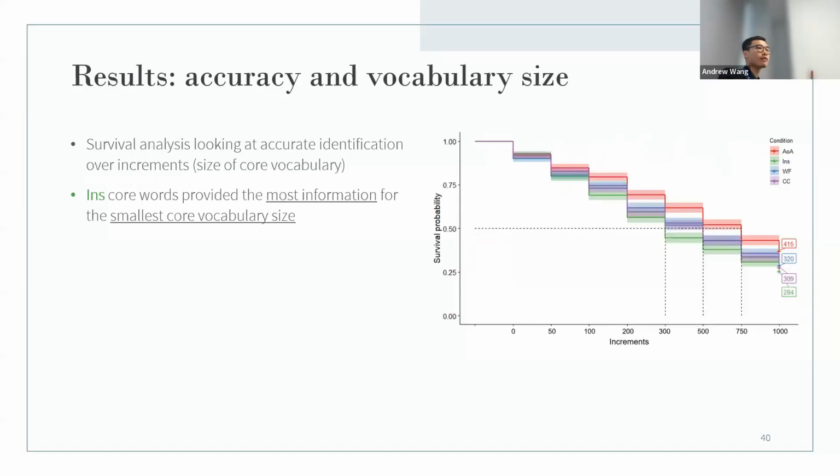But then overall accuracy is not what we're interested in. We're interested in the trade-offs between accuracy and vocabulary size and coverage. So if we look at accuracy as a function of each increment, each step in the trial that represented the size of the core vocabulary that we were showing at that point. And here what we're looking at is a survival analysis looking at accurate identification over those increments. What we found is that in-strength core words provided more information at smaller vocabulary sizes and allowed more accurate identification of trials at earlier vocabulary sizes compared to the other conditions.